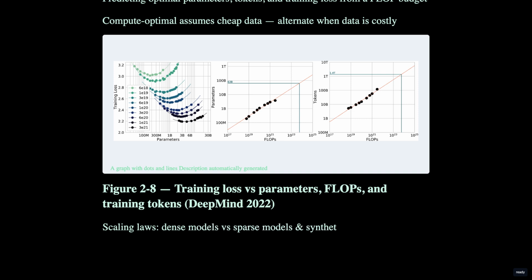Original scaling laws were derived for dense networks trained mostly on human-generated text and images. Adapting those predictions to sparse architectures, like mixture of experts, and to training on synthetic data is active research, because sparsity and synthetic distributions change how compute, parameter usage, and data quality interact, so the same formulas may not hold.